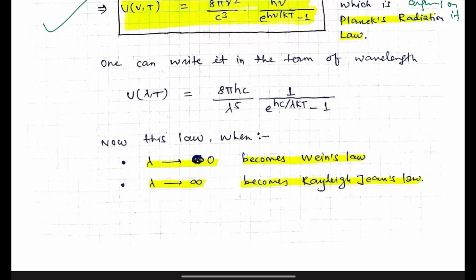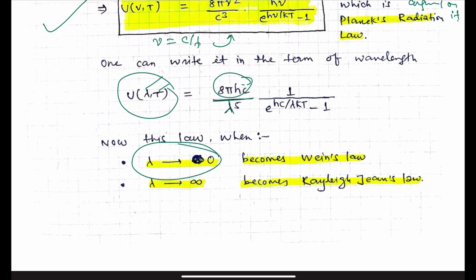Now if you write frequency equal to c upon lambda and substitute it here, you will get the energy density as a function of wavelength and temperature. It is 8 pi hc divided by lambda to the power 5, times 1 over e to the power hc divided by lambda kT, minus 1. Let me tell you clearly that when lambda tends to 0, this law becomes Wien's law, and when lambda tends to infinity, this law becomes Rayleigh-Jeans law.